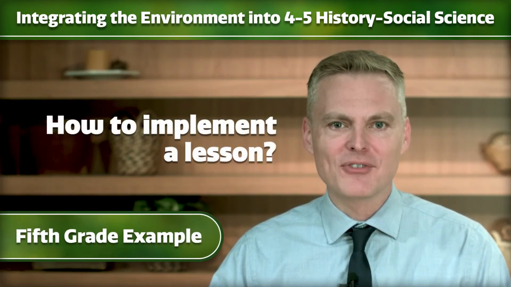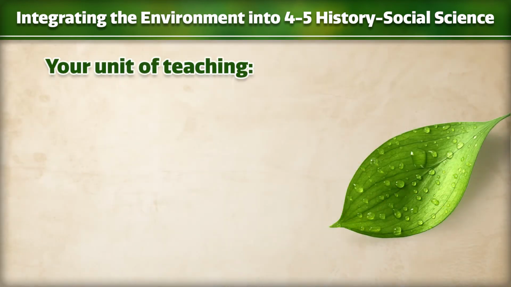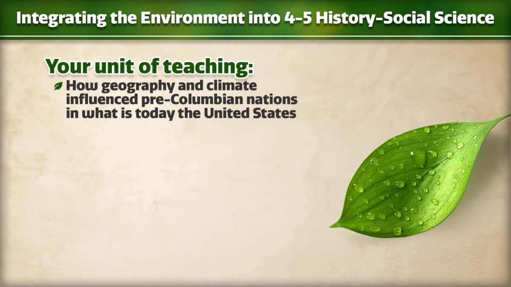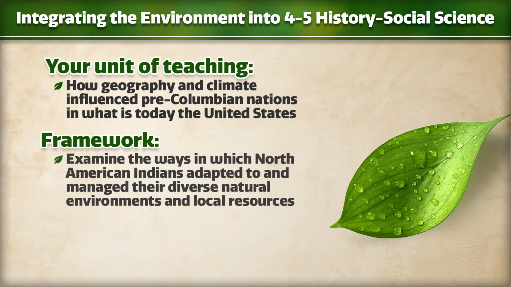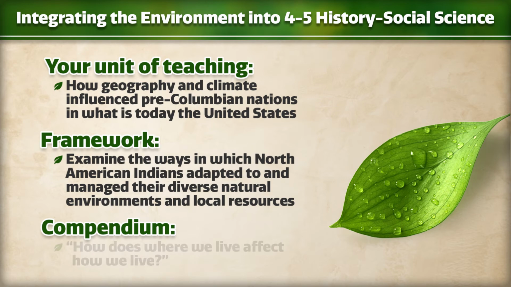So how can we implement a lesson in the classroom? Let's take an example from 5th grade. In the 5th grade, students study how geography and climate influenced pre-Columbian nations in what is today the United States. The framework suggests students examine the ways in which North American Indians adapted to and managed their diverse natural environments and local resources. The compendium builds on the framework by asking the compelling question, how does where we live affect how we live? Students can use descriptions of 8 distinct regions of the continental United States to predict how societies would develop in each.